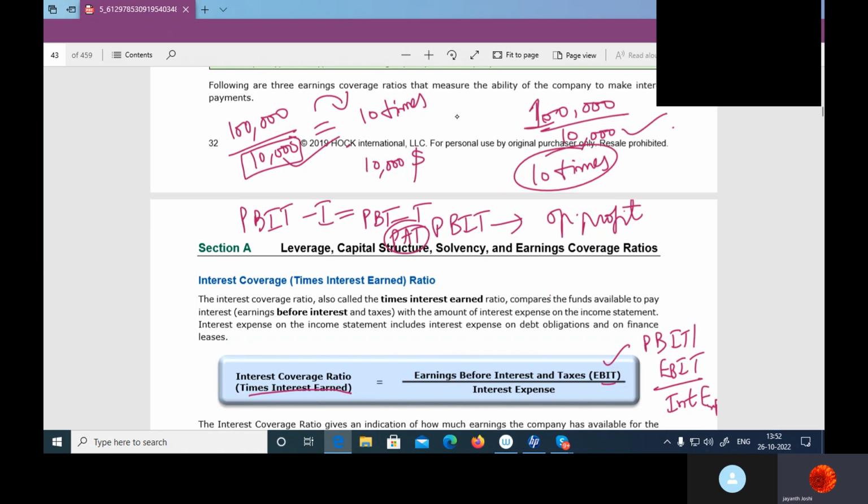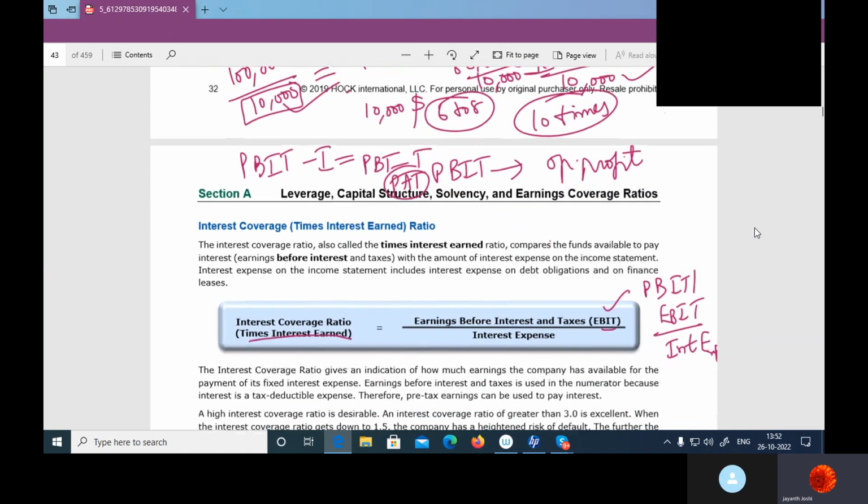If it is 80,000 by 10,000, then you have 8 times the capacity to pay the interest to the bondholders. Suppose I want to lend money to a company, I would check its capacity to pay interest. So 10 times and 8 times is a great capacity, understood? 6 to 8 is considered ideal. You can make a note of this ratio.